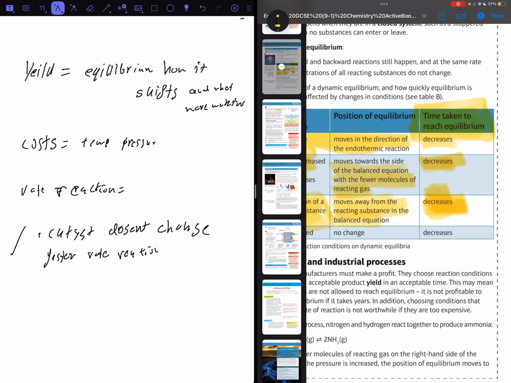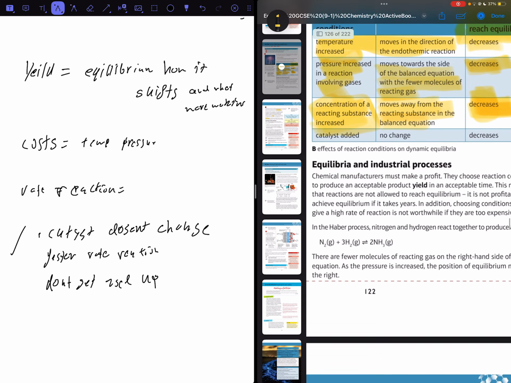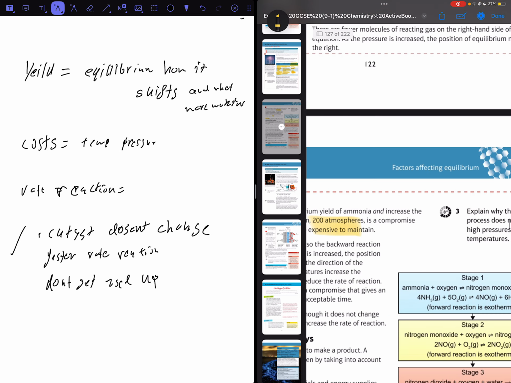So catalysts are good because they don't get used up. Write those 3 things. They increase the rate of reaction, so time taken to reach equilibrium is smaller. They don't change the yield or whatever is made, and they don't get used up, so you can use them forever. That's 2 or 3 marks out of your 6 marker. The other 2 marks is to talk about how pressure and temperature will affect it.